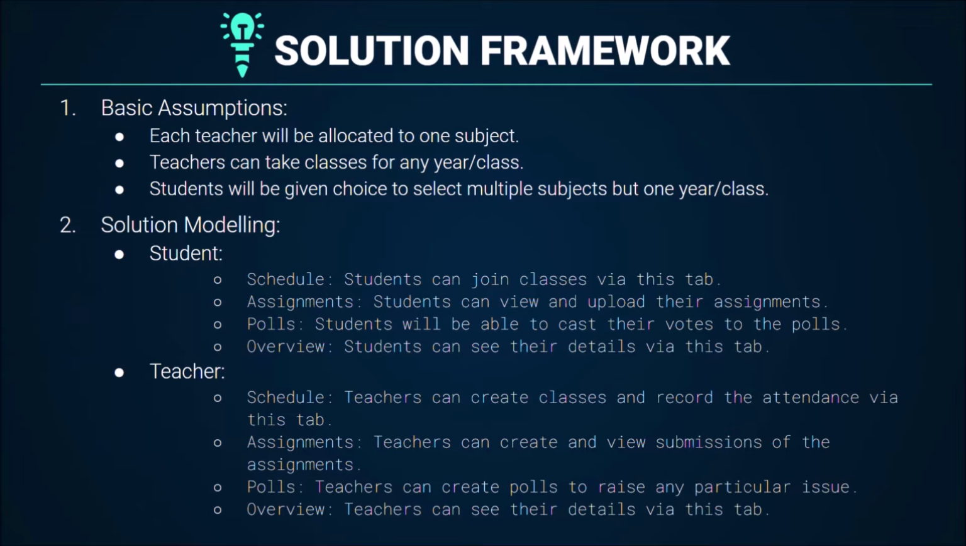Now coming to the teacher's part, again these 4 categories: schedule, assignment, polls, and overview. In the schedule, a teacher can create classes and record the attendance via this tab. For the assignment section, the teacher will be given a form and he or she can easily create the assignment by submitting the form. For the polls part, the teacher can create polls to raise any particular issue. The overview part is the same as for the student. Overview will consist of the user details such as name, email, phone number, and subject.